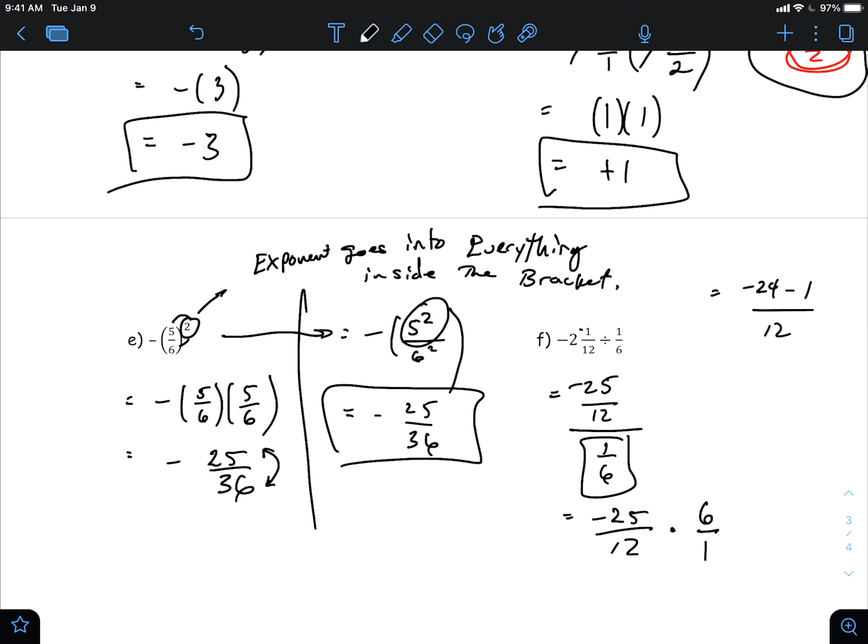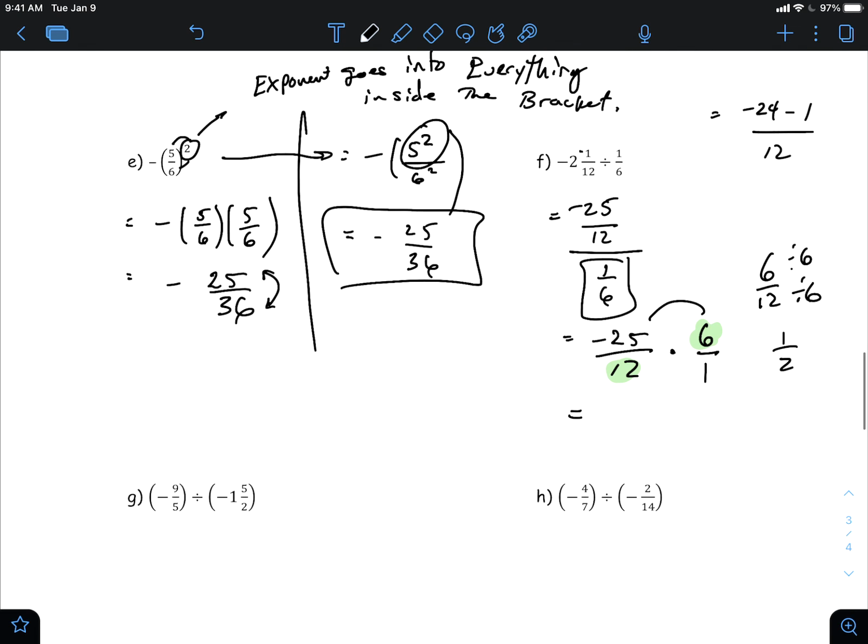So now you could do this, or you could recognize this part again, like we've done a number of times today. The 6 and the 12. What's 6 divided by 12? If you divided both of them by 6 and reduced this fraction, you'd get 1/2, right? So we would say, okay, we're going to get negative 25, and that 12 gets replaced with a 2. Does anybody not like that?